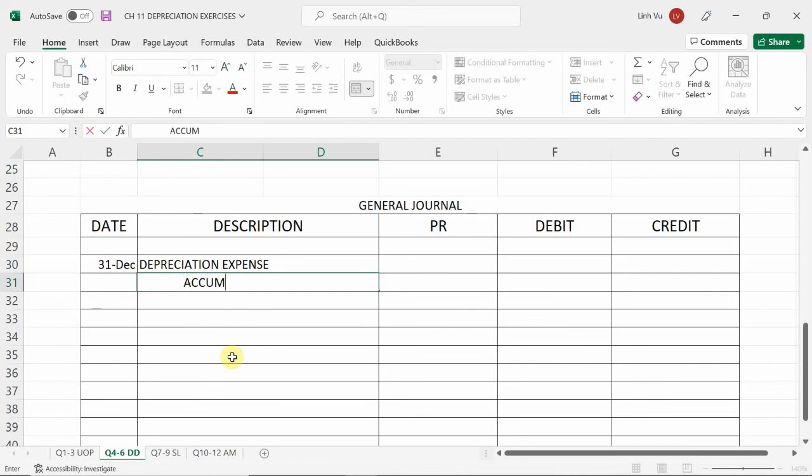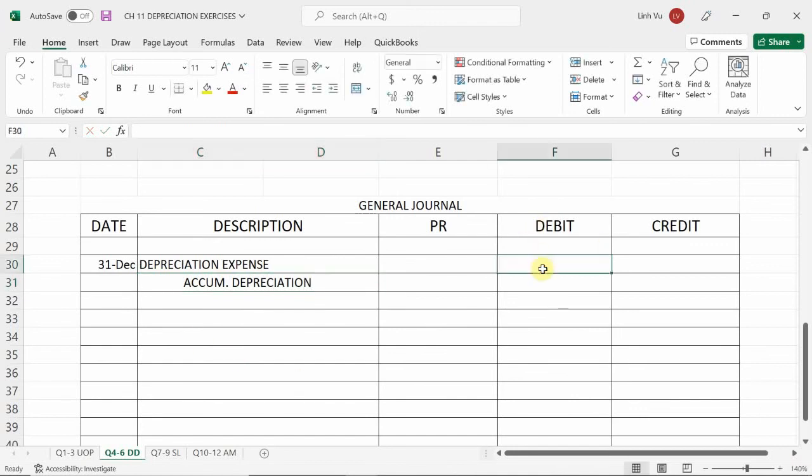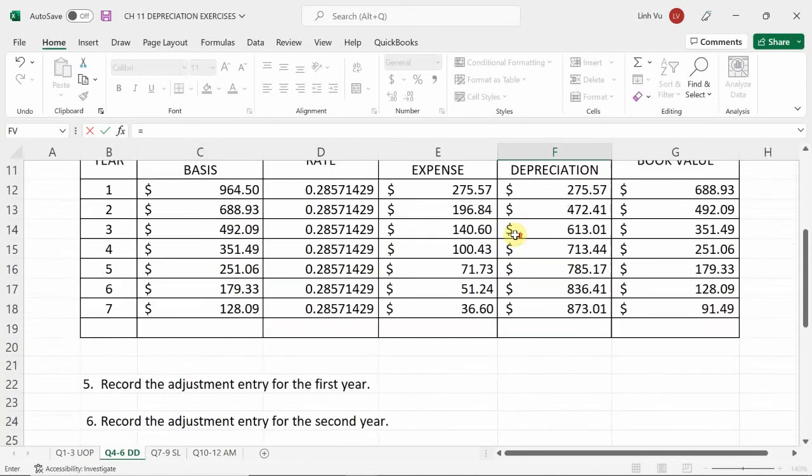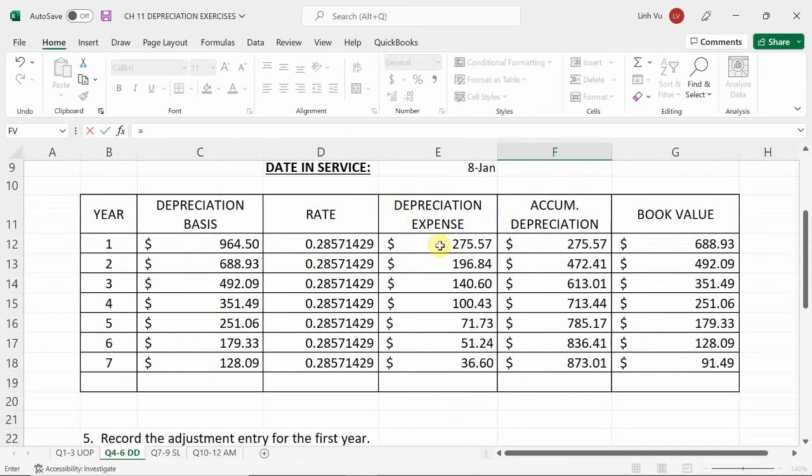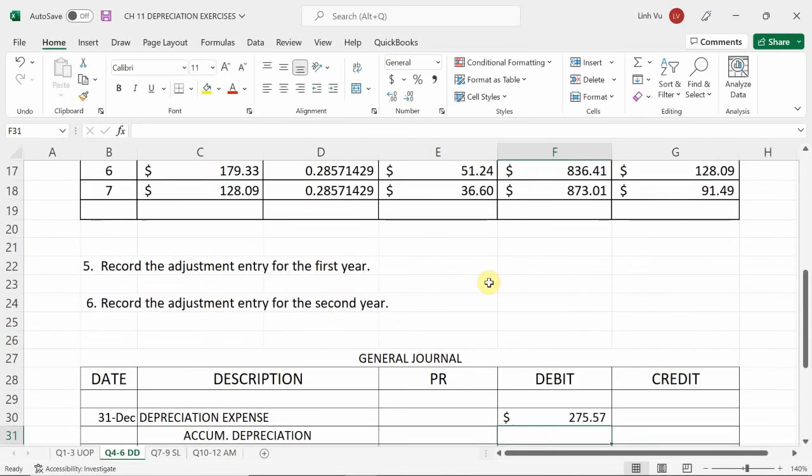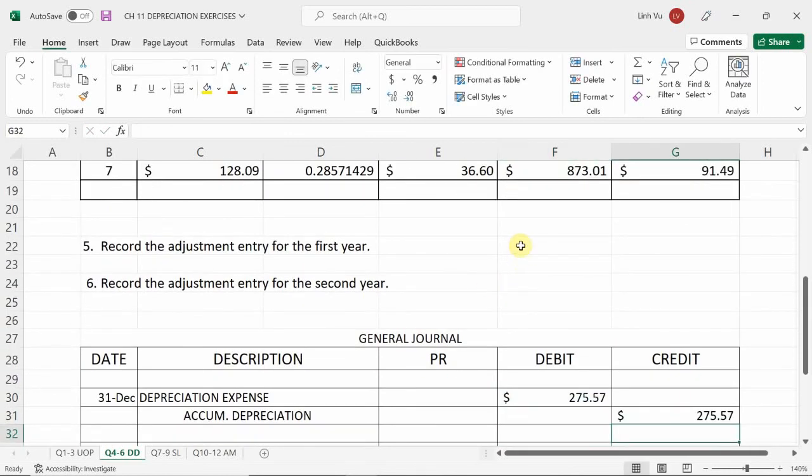and accumulated depreciation. Correct. Okay, so what's my first year's accumulated depreciation? The expense is 275.57. Good, and it's going to be the same for the accumulated. Good.